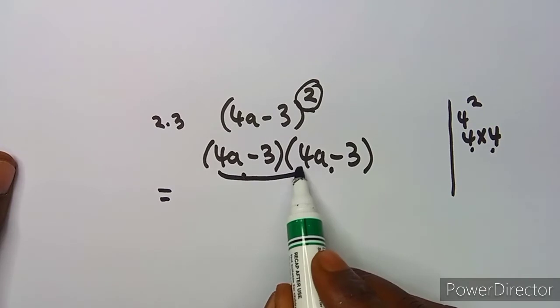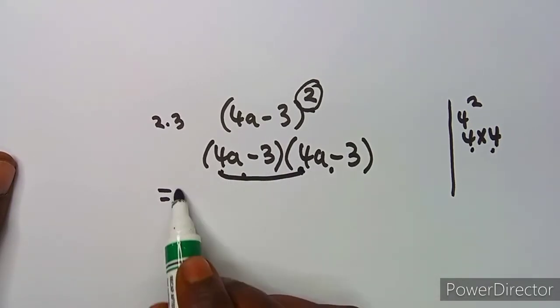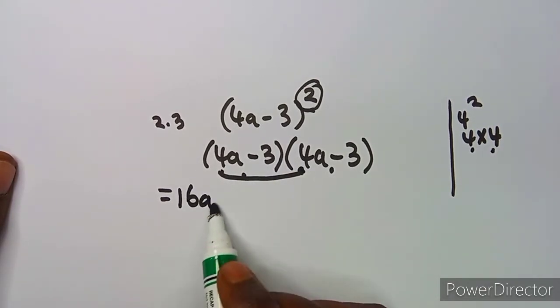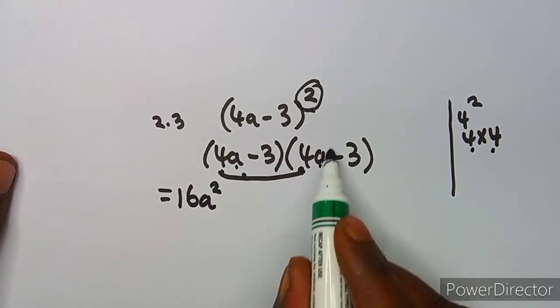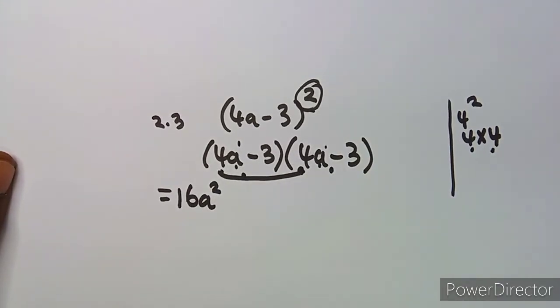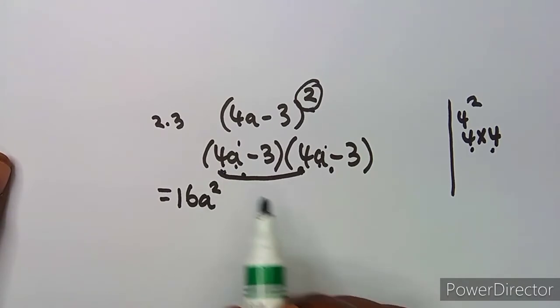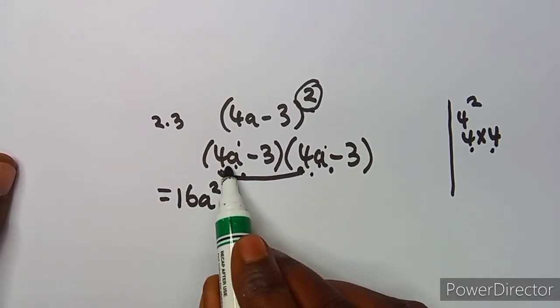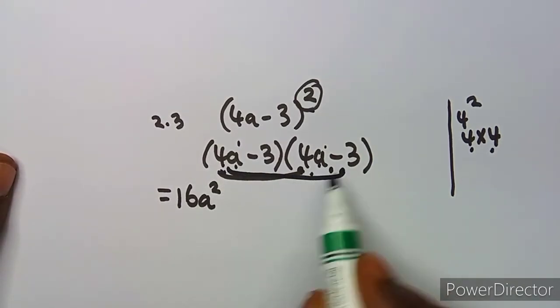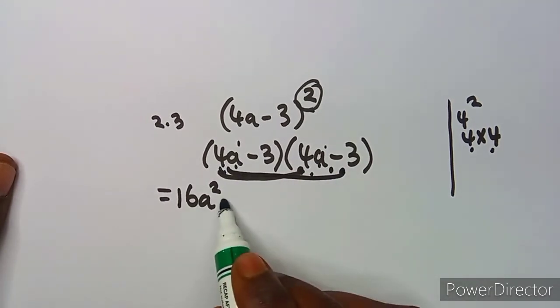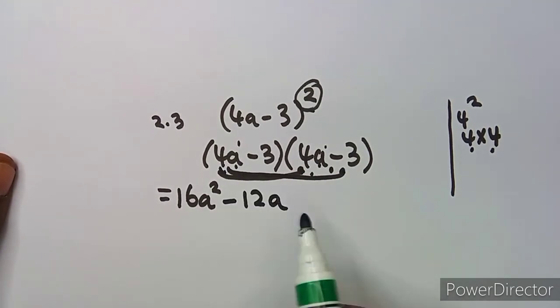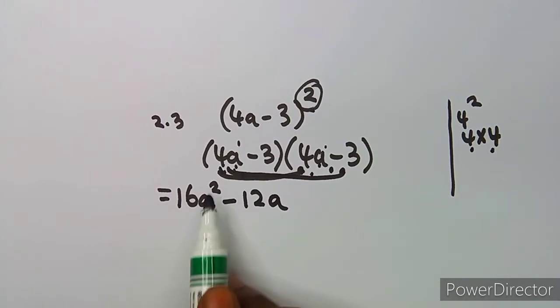4a is going to multiply 4a, so it's 4 times 4 from your calculator, that's 16a squared. Remember, a and a gives us a squared. You are done with 4 and 4, so you move on to 4 and minus 3. So 4 times minus 3, that's minus 12a, because there's an a there. You are done with 4a.